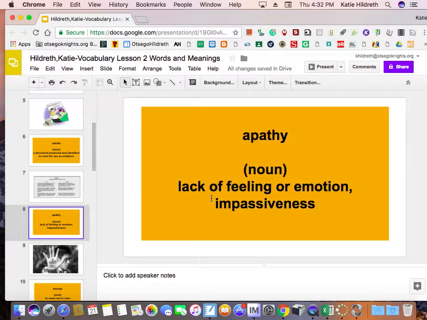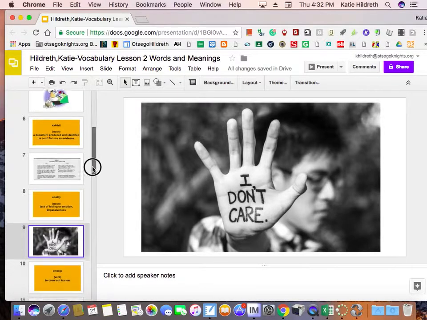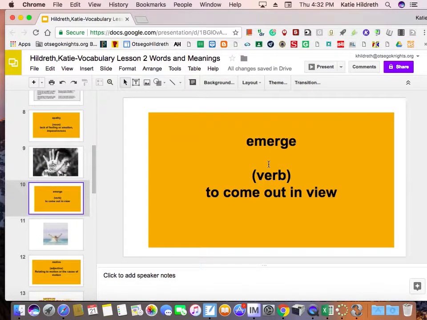So if someone tells you something and you really don't have any emotion, or you don't get upset about it, you have apathy. Okay, you lack that feeling. And the picture that I chose said, I don't care. The next word is emerge. And emerge is a verb: to come out in view.